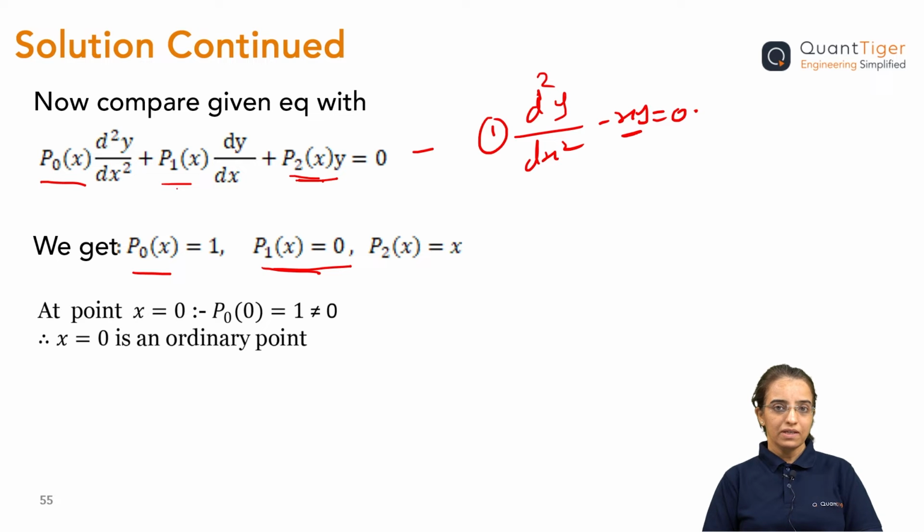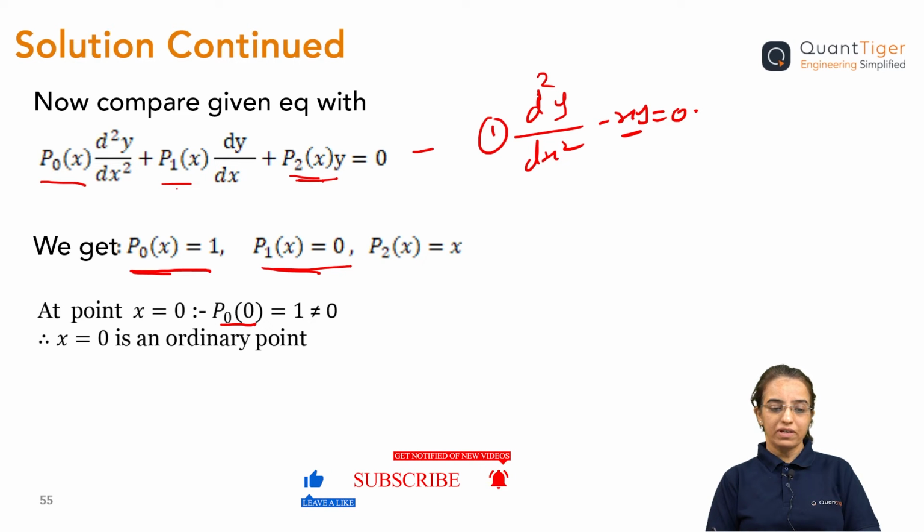Now at point x is equal to 0 we have to find the series solution, because that's the point which they ask. We have to find the series solution at the point 0. So first of all we will check what kind of point it is. So I have kept the x value as 0 in the p0(x) value.